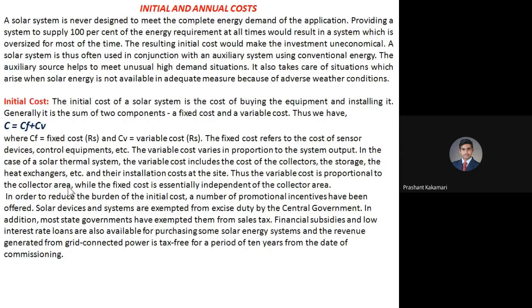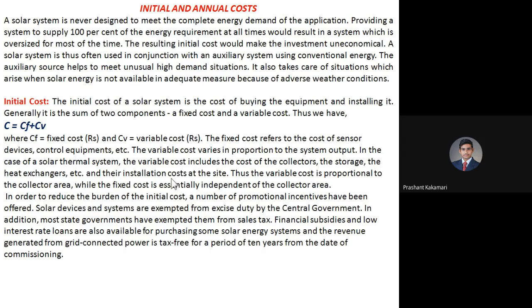So next, coming to the details of the initial cost and the annual cost. The initial cost of the solar system is the cost of buying the equipment and installing it. Whenever you go for any standalone system, we always have to first buy the system. That is the fixed cost, at which time we buy the system and install it. For installation also, we need to spend on land, money, as well as human effort. So that installation cost also comes into the picture in this initial cost.